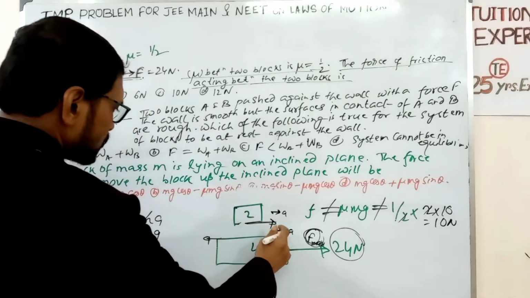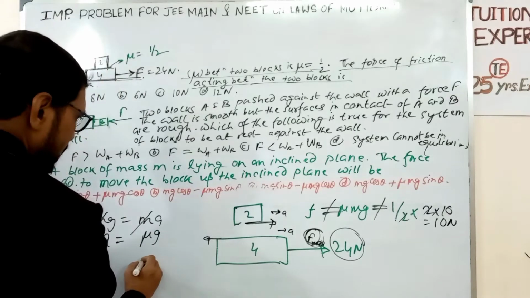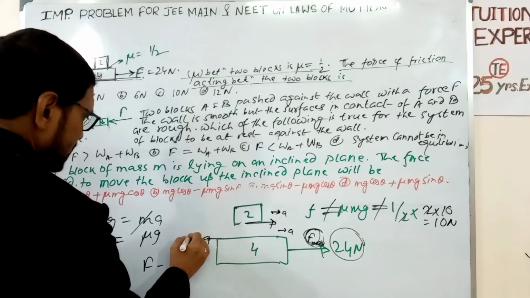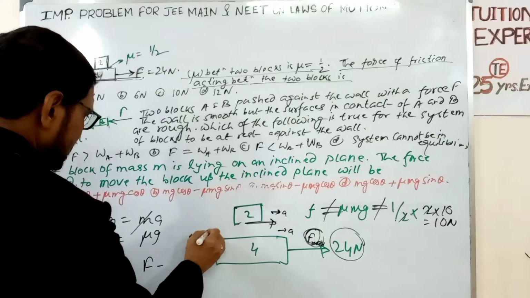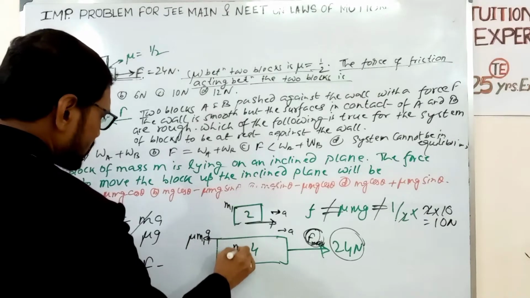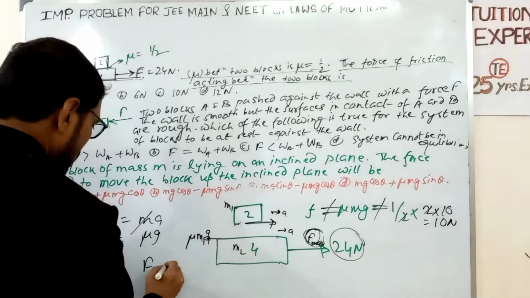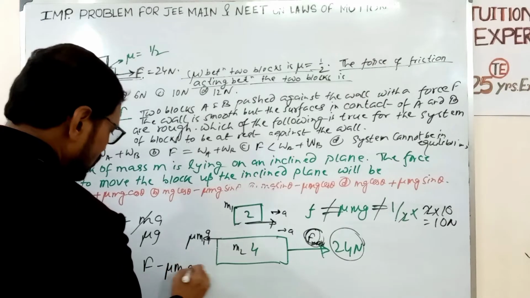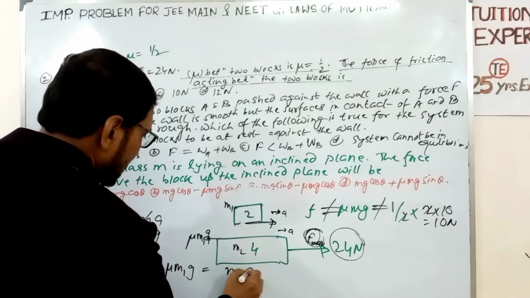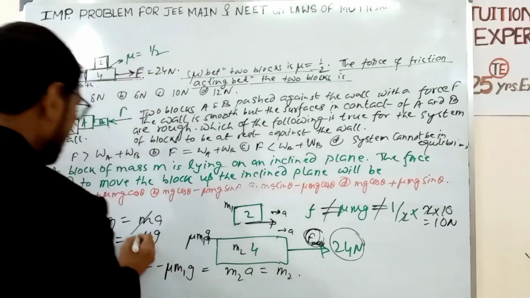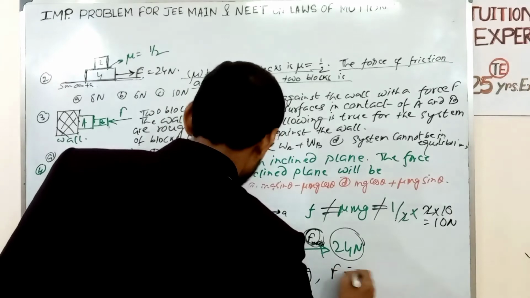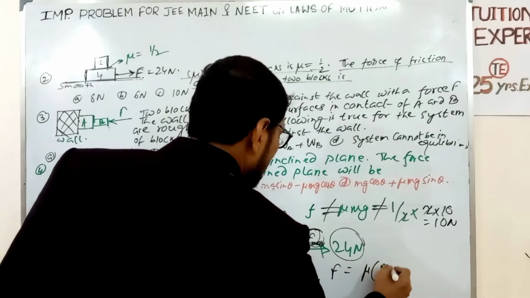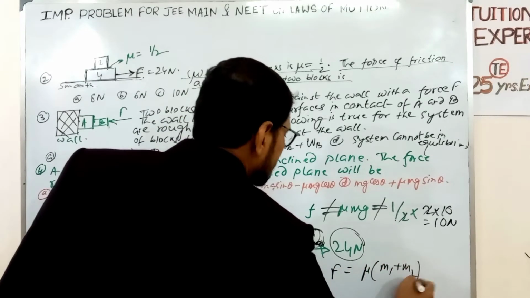Now this block moved with a, so F minus friction, here friction is mu mg. Suppose this block is m1, this block is m2. F minus the friction force mu m1 g equals (m1 plus m2) into a. What is a? a equals mu g. So F should be mu into (m1 plus m2) into g.